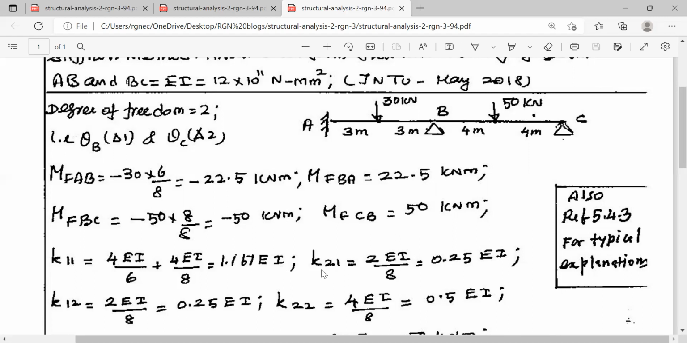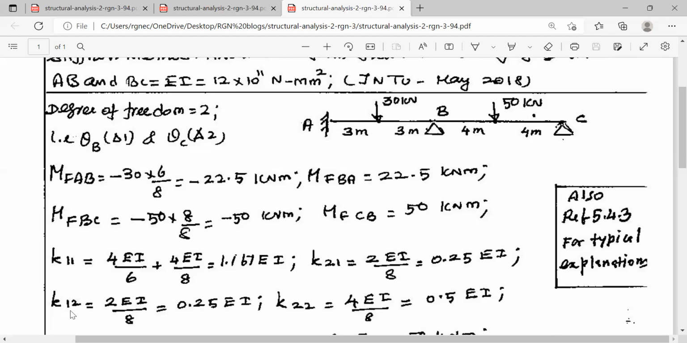Similarly, K21. K21 means 1 is the point where unit rotation is applied, and 2 is the point where the moment is measured. That is at point C. So for K21, it is equal to 2 EI by 8, because we are measuring the moment at 2. The displacement 2 corresponds to point C. It is the farther end. This is the place where moment is measured. In the first case, the moment was introduced here and we calculated MBA and MBC. Therefore, it is 4 EI by L. It is the near end. Now we are introducing the rotation at 1 and we are measuring the moment at 2. So this point 2 is the farther end. So for this, it is 2 EI by L.